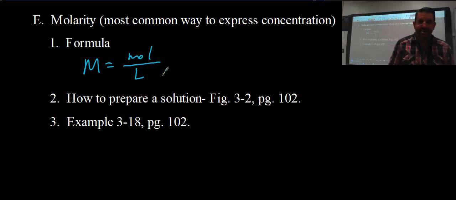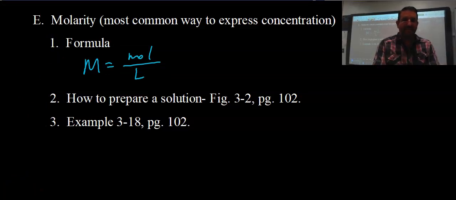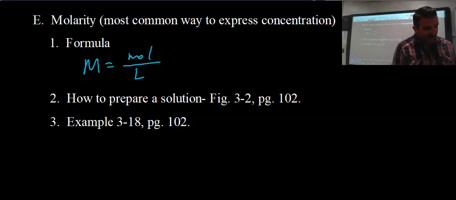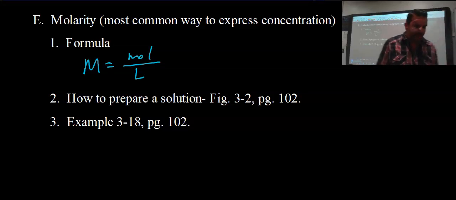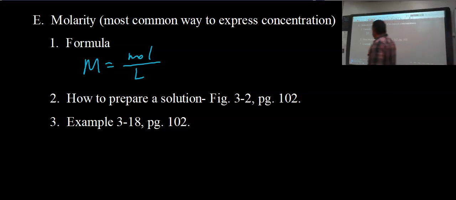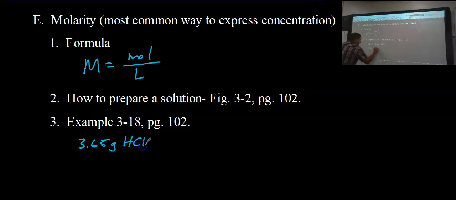All right, let's take a look back at example 3.18. Read along, please. It says, calculate the molarity, or molar concentration, sometimes it'll say, of a solution that contains 3.65 grams of hydrogen chloride gas dissolved in 2.00 liters of solution. So we're given the mass of the solute, which is hydrogen chloride, 3.65 grams, and we need the amount of the solute in moles, so we're going to convert to moles.